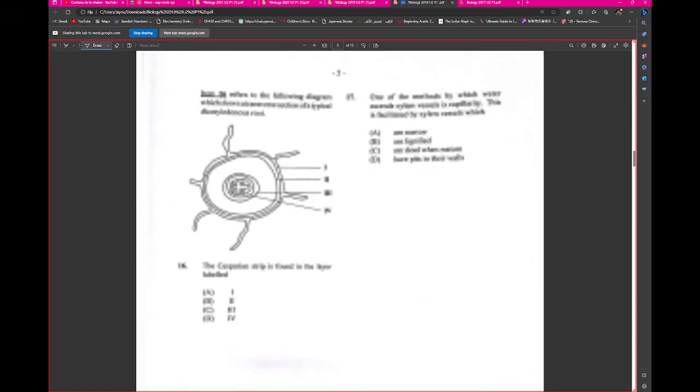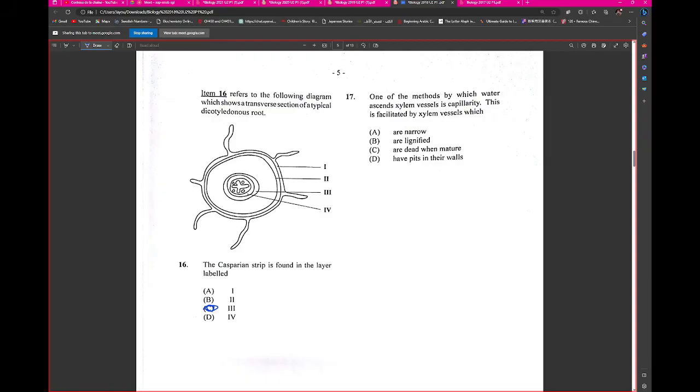Looking at this now. So the Caspian strip is found in which layer? The chat is saying C, sir. I also say C. So thank you so much.